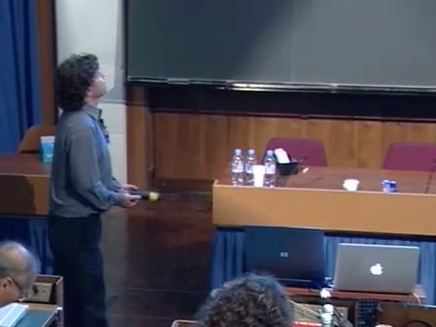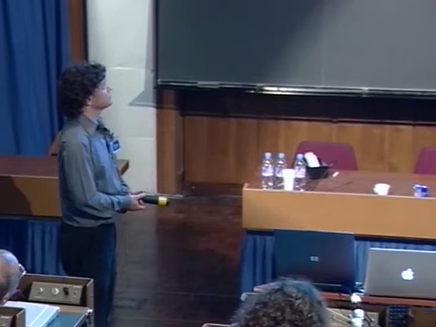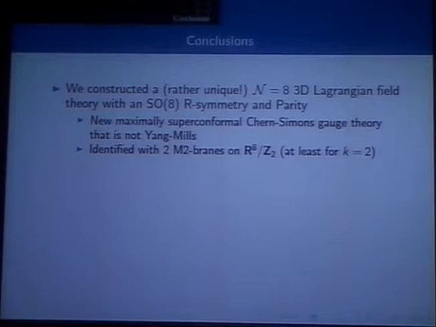So the pluses are that, from a historic perspective, it's a new maximally superconformal Chern-Simons theory. It's not Yang-Mills. So I believe it's the only example of an N=8 maximally supersymmetric theory with a Lagrangian formulation that is not Yang-Mills theory. In terms of M-theory interpretation, as it currently stands, you'd have to identify it with two M2 branes on R^8 mod Z2, and this is only crystal clear for k equals 2.